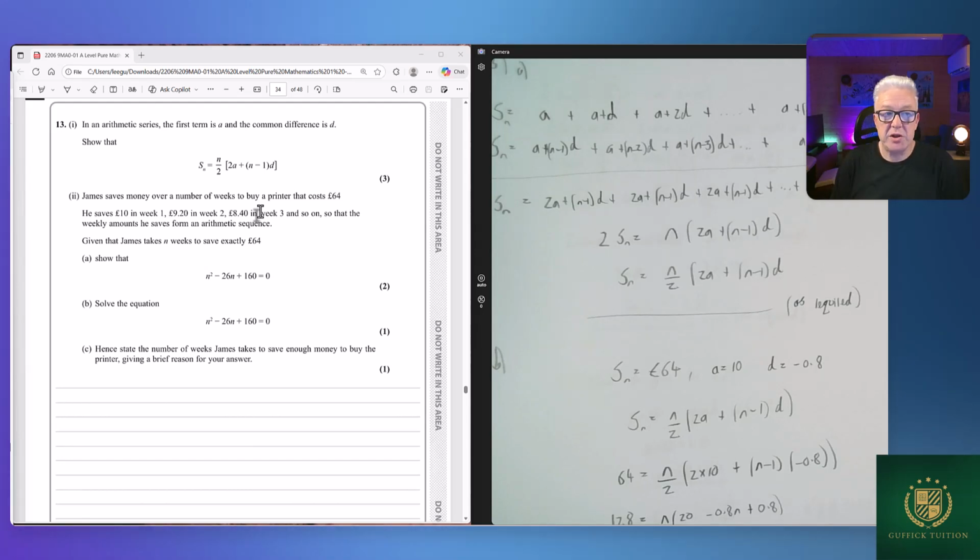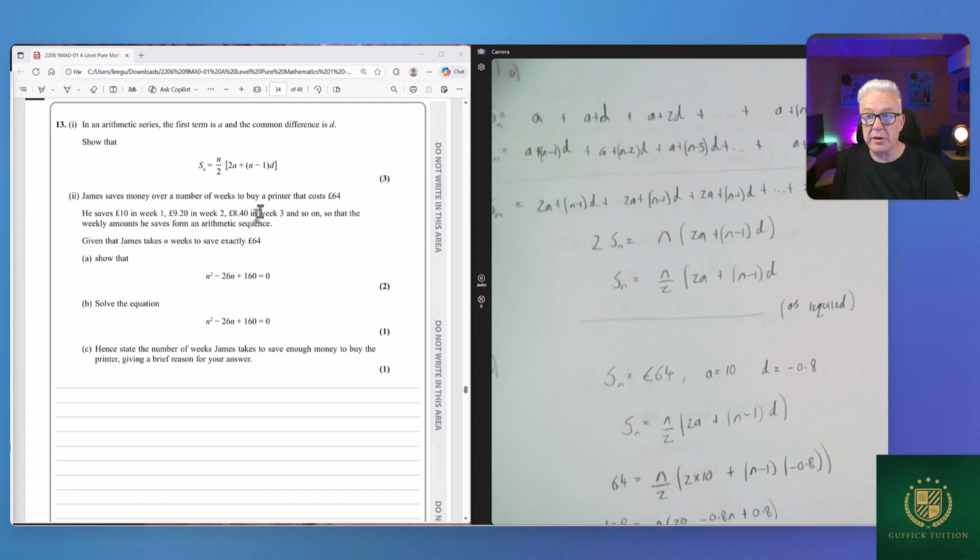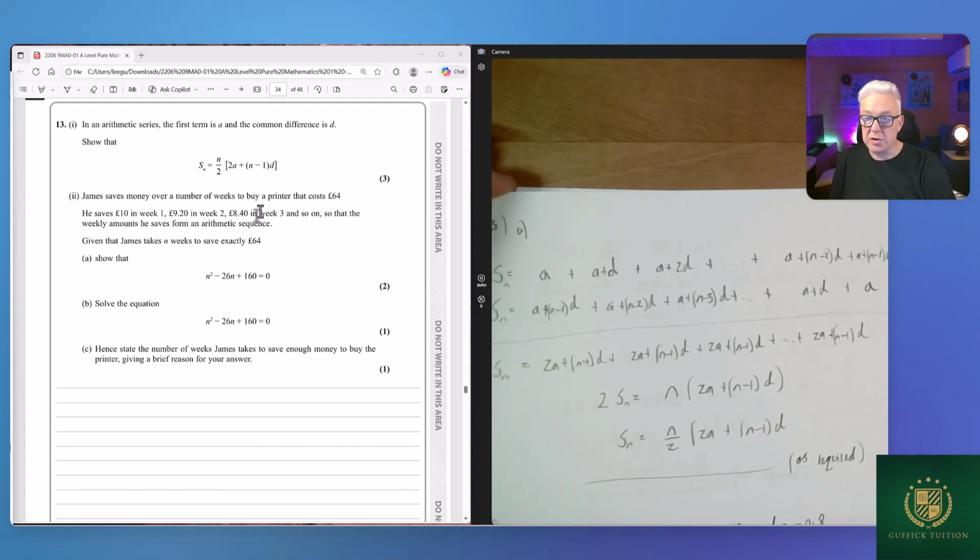Hello everyone, this is question 13 now on paper 1 from Edexcel 2022, and we've got a sequences and series question. It says in an arithmetic series, the first term is a and the common difference is d. Show that the sum of the terms is n over 2 times 2a plus n minus 1 times d. Really nice thing this. It's one of those standard results that you've just got to learn.